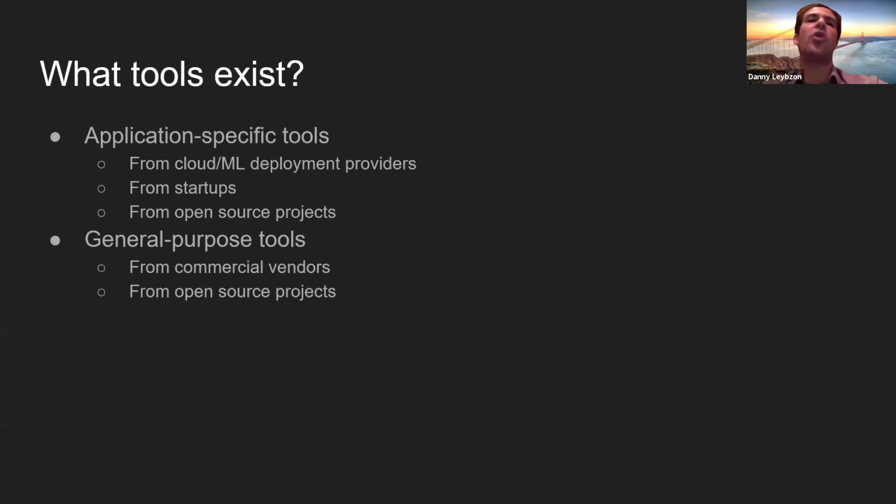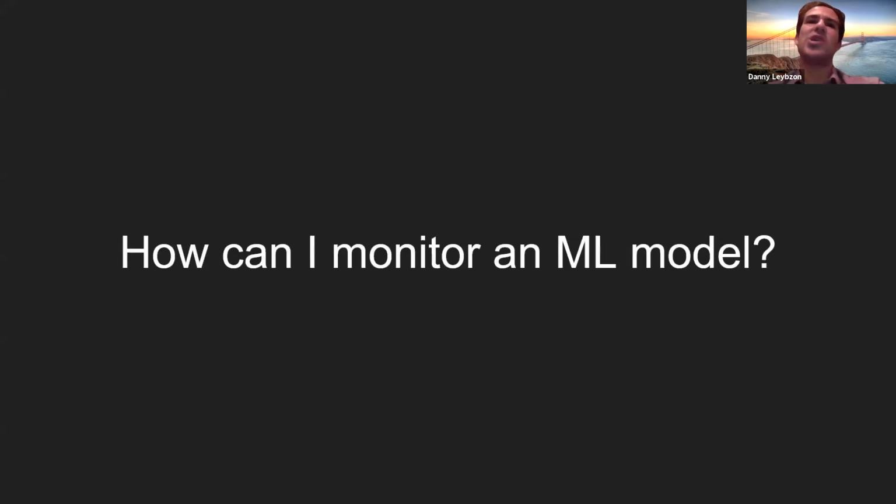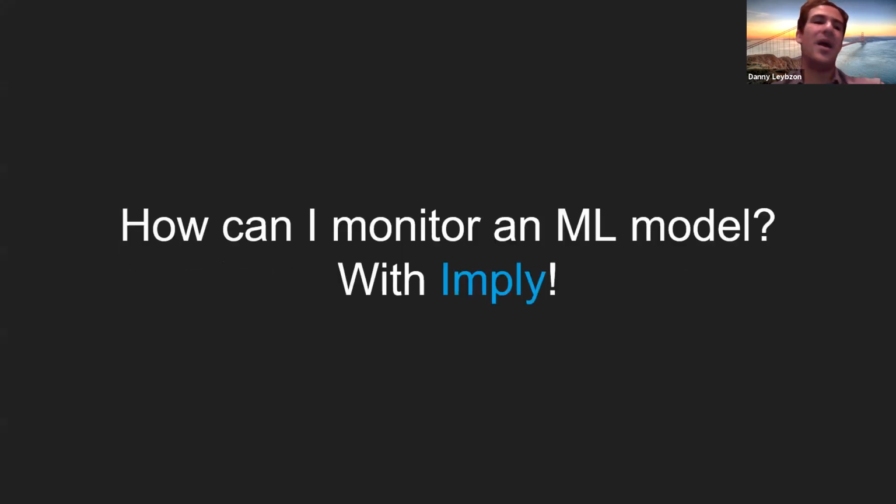So there's definitely a lot more open source development being done for these general purpose tools than for these application specific tools. But I would still say that the best results that you're going to see for general purpose application performance monitoring is from commercial vendors. And working for one of those commercial vendors, I have to say that we do a pretty good job of it. So to answer the question, how can I monitor an ML model? My answer is that you can monitor it with Imply.